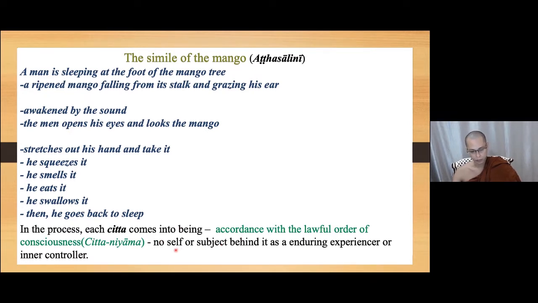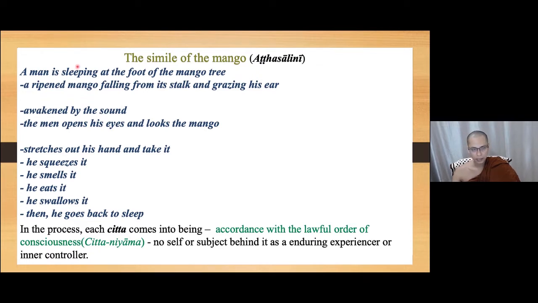There's no self. If we understand the cognitive process in our experience, and we can identify this, in every moment the process is that mentalities are arising according to their law, according to their fixed order. So nothing is managing.